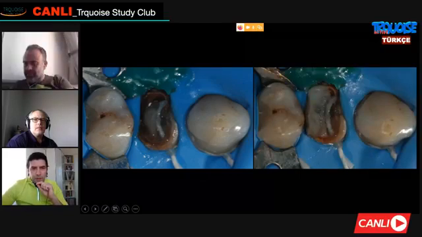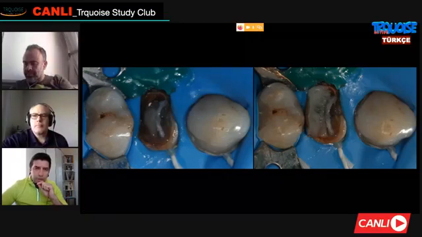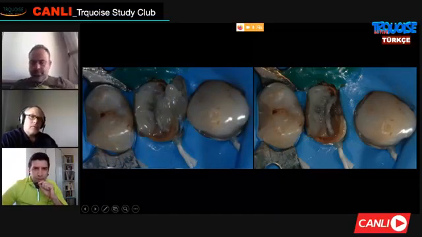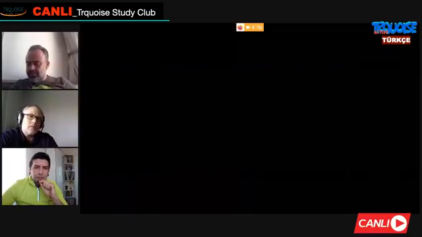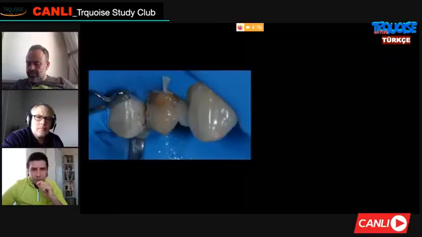And I used the extra material left from the same core to create a scaffold on which to keep my restoration built. Then I used some pre-curved matrix to build the proximal surfaces one by one, in the same way that Arthur was showing us before. Then I started to build the cusps one by one.